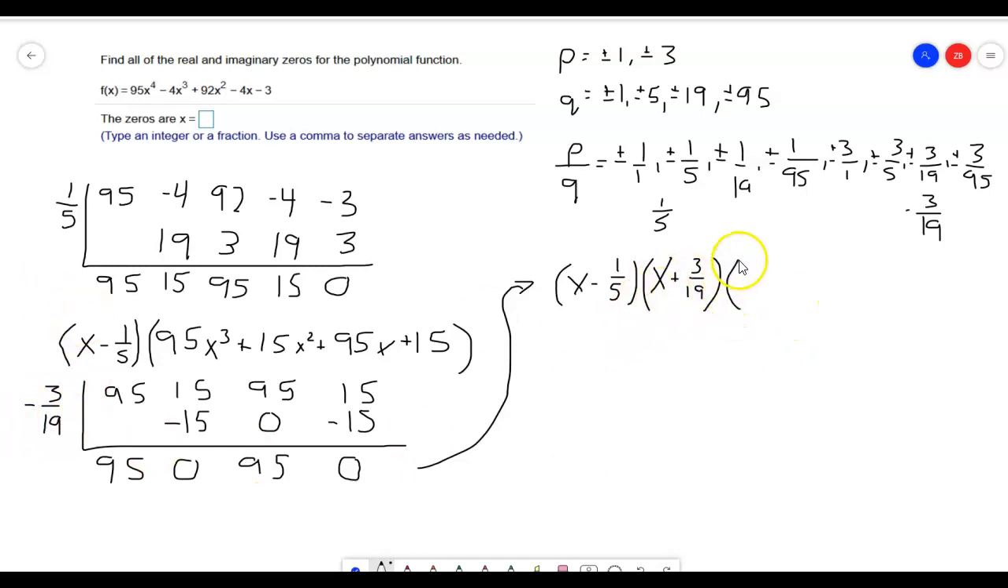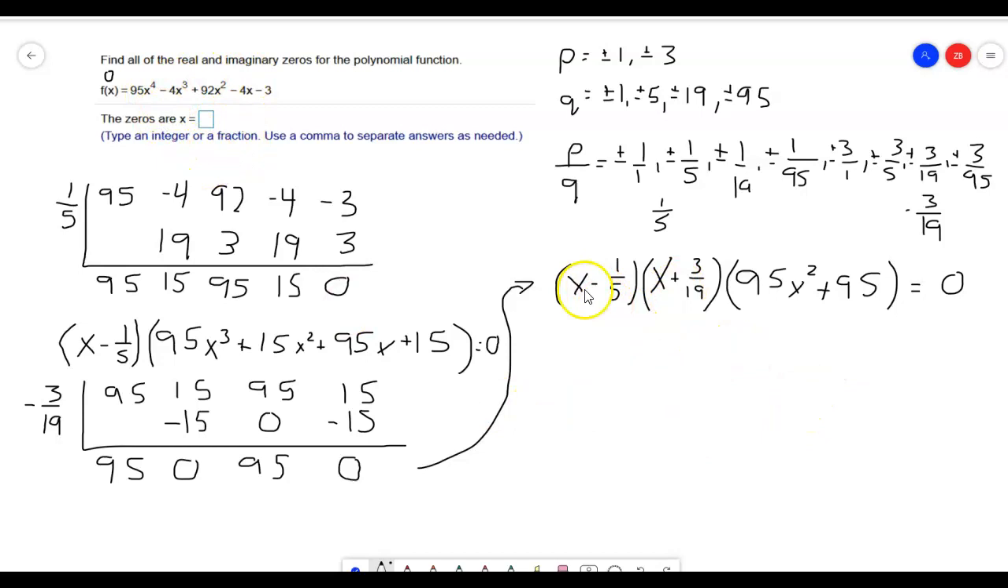And then what are we left with? We are left with 95x squared, and there's no x term, and it's just plus 95. And remember, this whole thing is equal to 0. This whole thing is equal to 0. I probably should have put that for this one as well. All right, and really that's all we did with this first one, is set that equal to 0 in order to find all the zeros of the function.